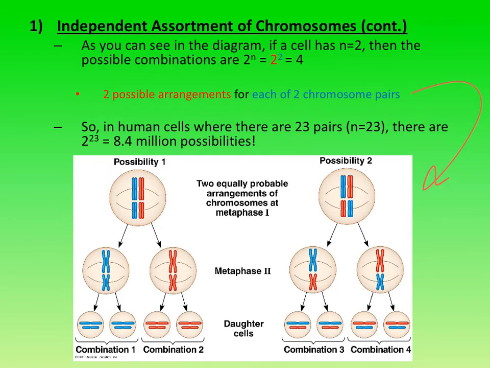But human cells have 23 pairs. So in humans, there are 2 raised to the 23rd power, or 8.4 million possibilities of outcomes that you can get just because of independent assortment of chromosomes. And that's just the first layer of genetic variation that comes into play during sexual reproduction.